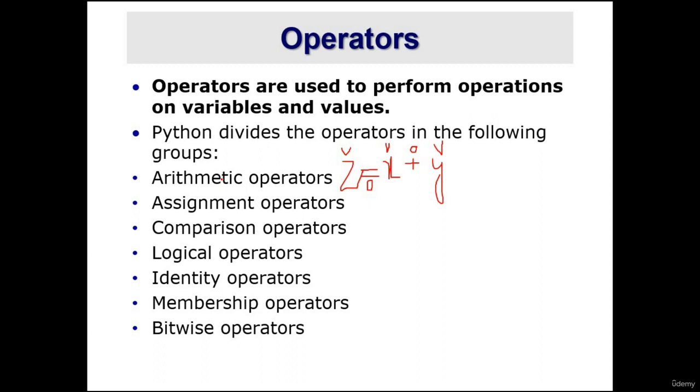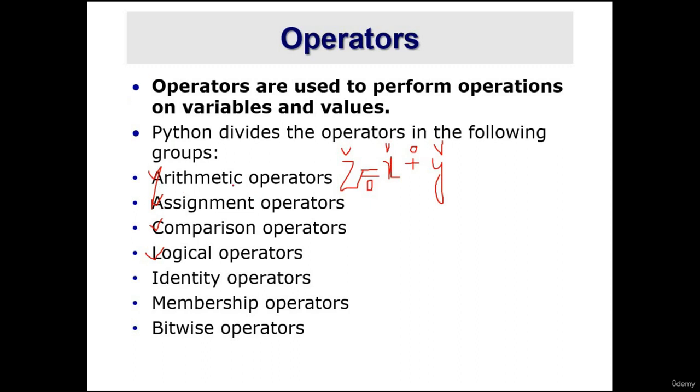Number one is arithmetic operator. Number two is assignment operator. Arithmetic operators, like plus, minus, multiplication, division, are the examples of arithmetic operators. Assignment operators are like equal to. Then we have comparison operators, logical operators, identity operators, membership operators, and then bitwise operators. Mostly we deal with arithmetic operator, assignment operator, comparison operator, and logical operator. So these four are the most common.